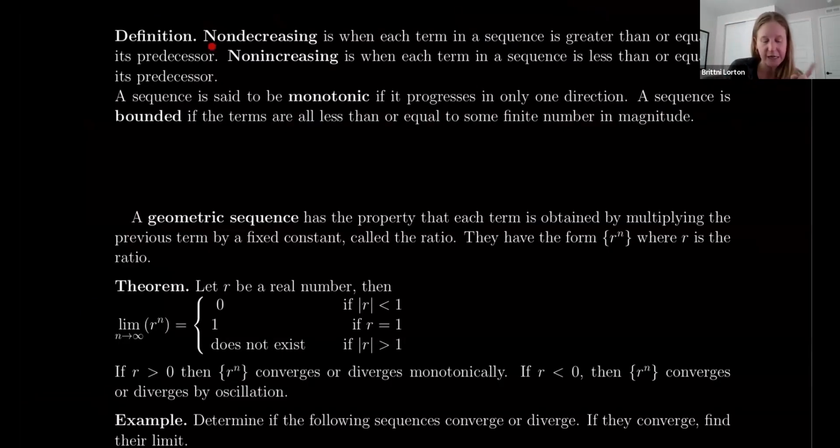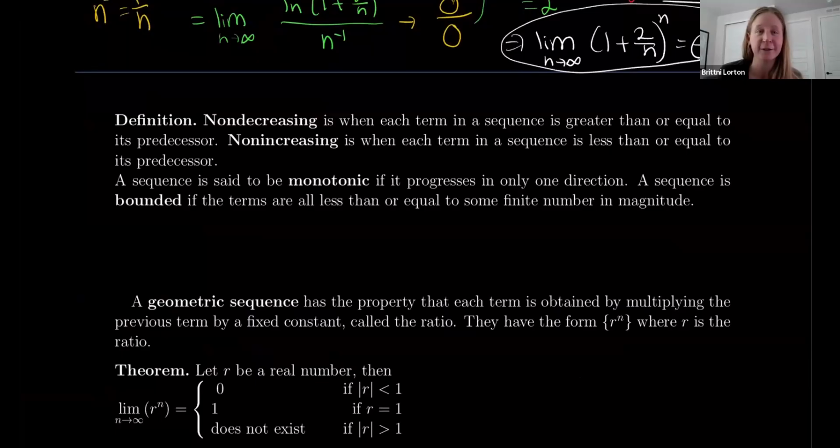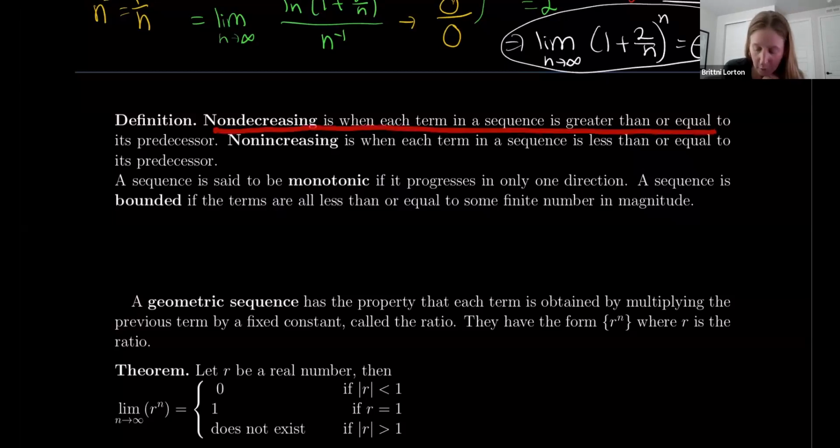The definition of non-decreasing versus non-increasing. And yes, that is an annoying definition, but you will get used to it and you will start to see examples where using the words non-increasing and non-decreasing are in fact a better way to describe things versus decreasing and increasing. So non-decreasing is when every term of a sequence is greater than or equal to its predecessor. Non-increasing is the other way around.